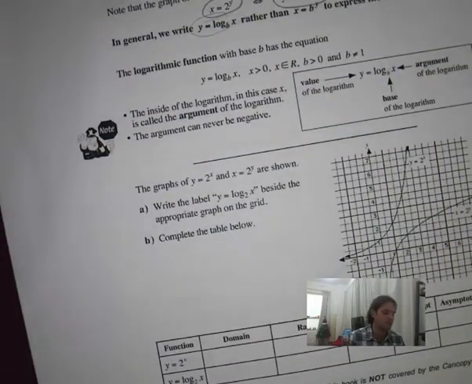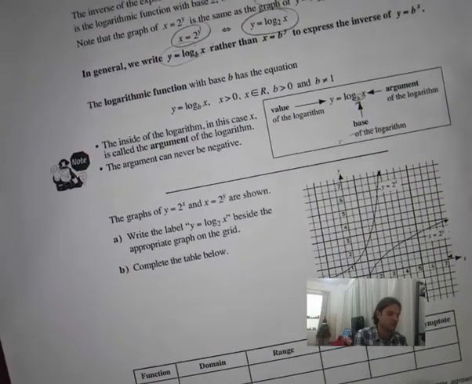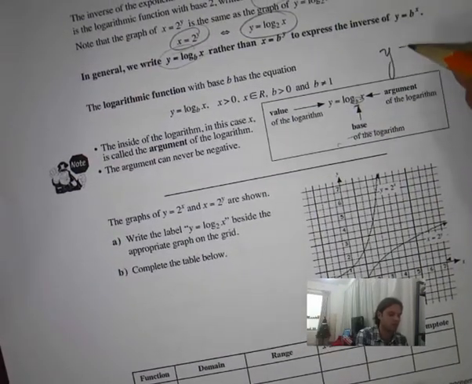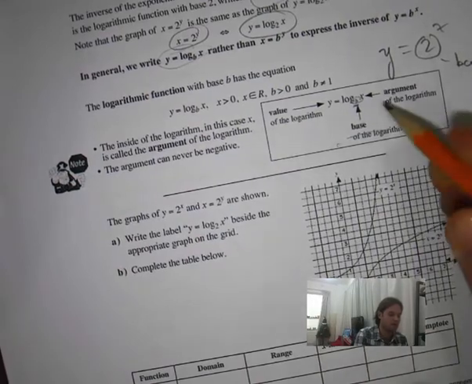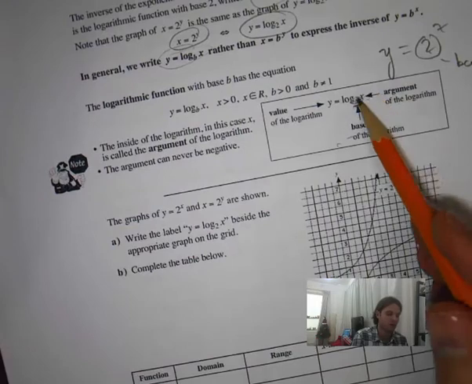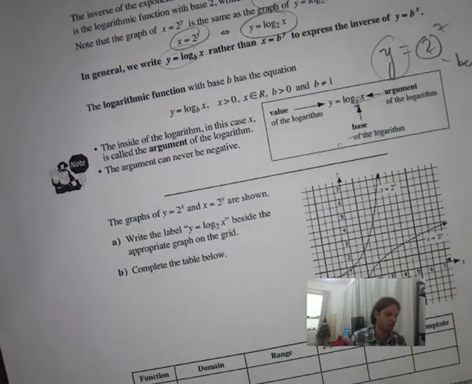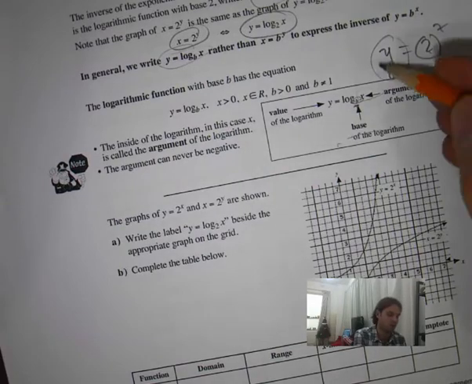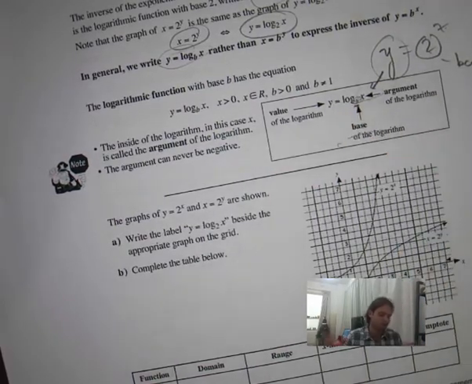So here we go. These are just some definitions you need to know. The base is always right here. Think of y is equal to 2 to the power of x. This here was my base. Base is there. Base is there. Now my next part here, my argument of the logarithm is this. So that's my argument.